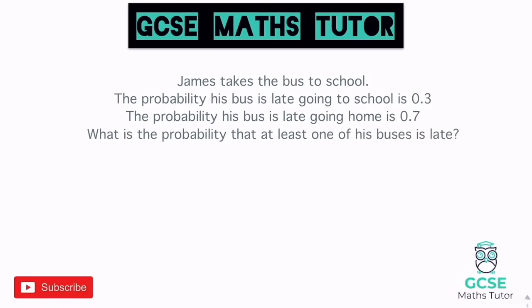So another probability question. James takes the bus to school. The probability his bus is late going to school is 0.3 and the probability his bus is late going home is 0.7. What is the probability that at least one of his buses is late? Let's have a look at creating a tree.